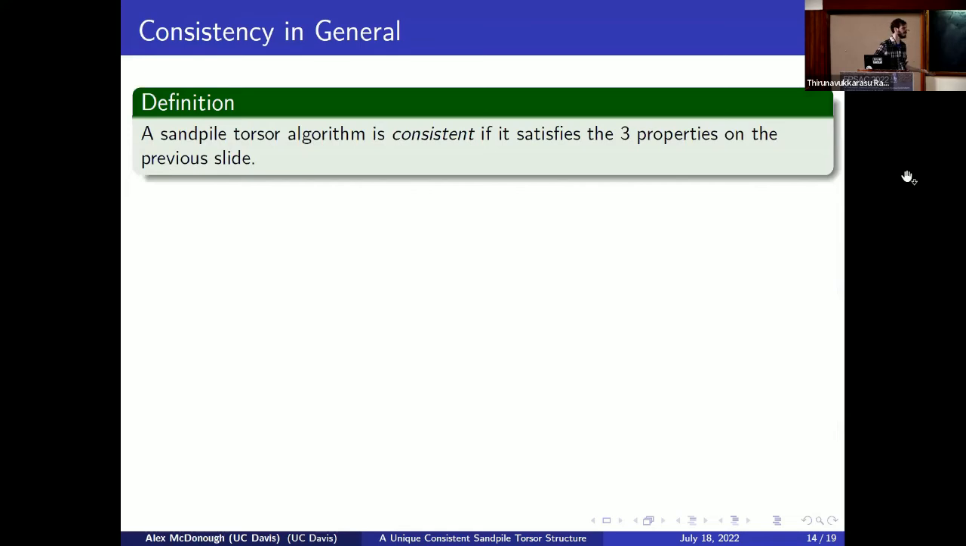So we use this definition, or this property, to define what it would mean to be a consistent Sandpile Torsor algorithm. A Sandpile Torsor algorithm is consistent if it satisfies these properties: commuting with contraction in this specific case, commuting with deletion in this specific case, and then something about cut vertices that basically goes down, and we only have, let's just focus on 2-connected graphs. One minute, okay, I can get through this pretty quick.